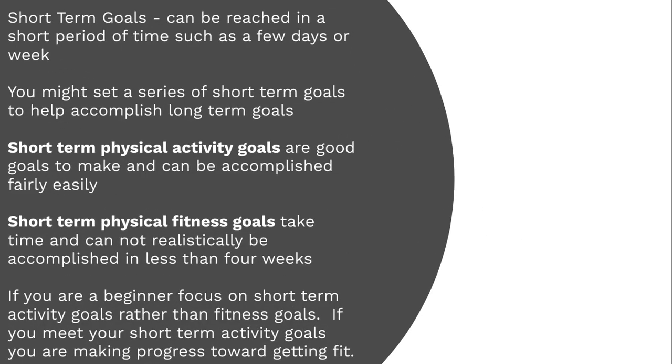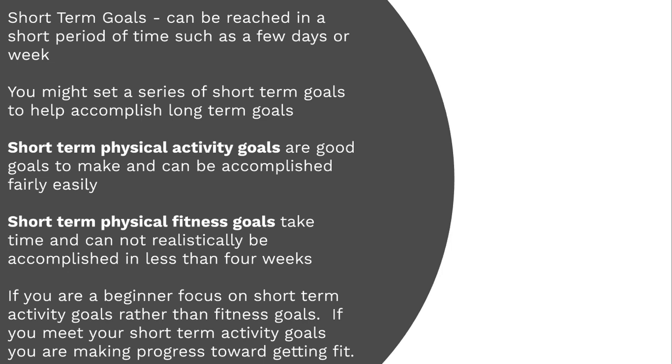Short-term goals can be reached in a short period of time, such as a few days or a few weeks. You might set a series of short-term goals to help accomplish a long-term goal. Most physical activity goals make good short-term goals. Walking 30 minutes a day for the next 2 weeks is a short-term activity goal. It can be accomplished in a short time, and with effort, virtually anyone can accomplish it. Your participation, rather than your performance, determines whether you meet the goal.